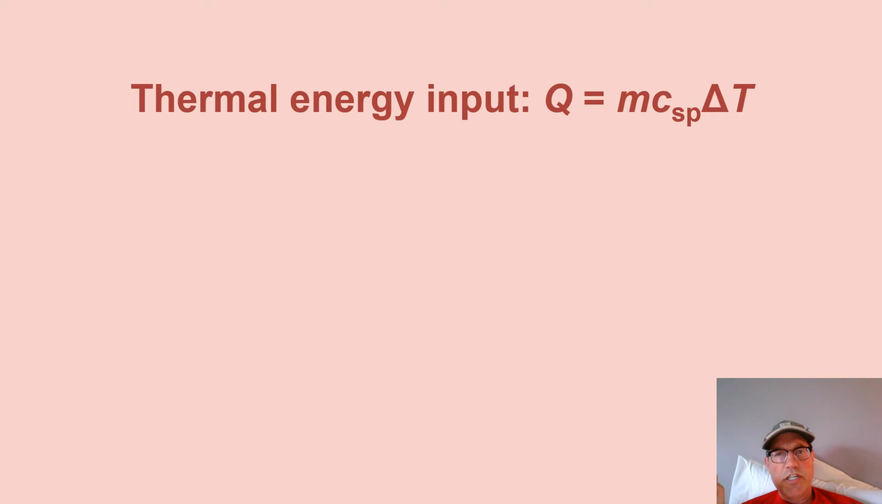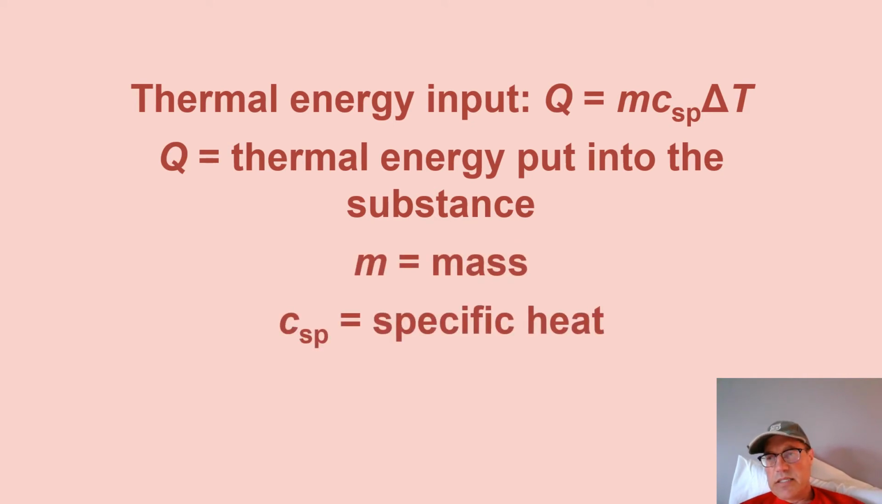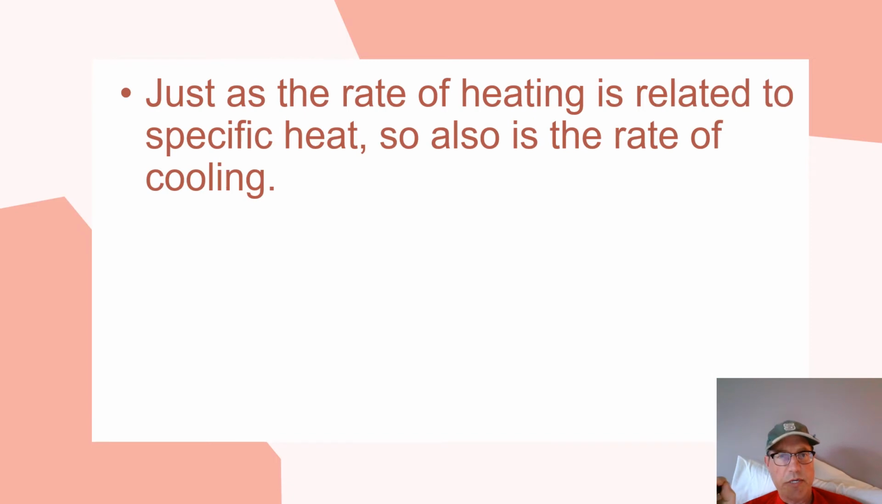All right, so here's our thermal energy input. Q is equal to MCAT. You guys know it. Q is the thermal energy put into the system. M is our mass, C our specific heat, and our change in temperature. I'm not going to spend a whole lot on that because you guys know it. Just as the rate of heating is related to specific heat, so also is the rate of cooling. Like I said, it's the same magnitude, just a different sign.